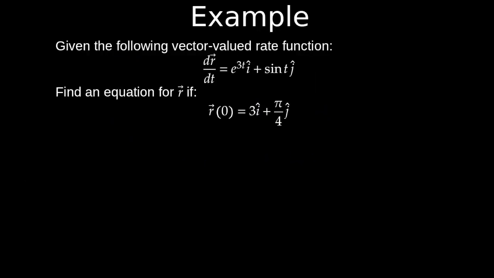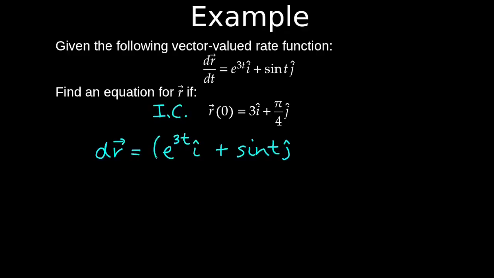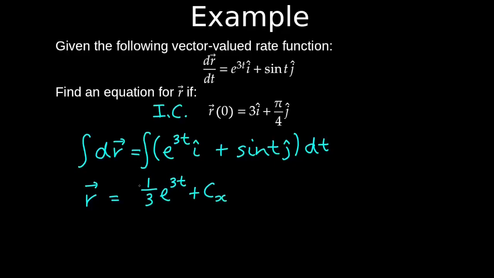Given the following vector valued rate function, find an equation for r, if we have the following initial condition. So if we separate the variables, and integrate both sides of the equation, then we obtain the following result, where cx and cy are the constants of integration.